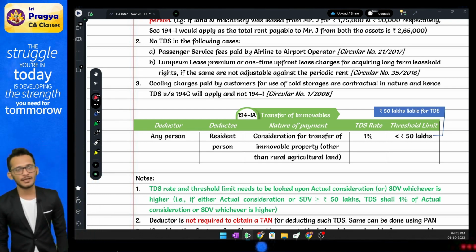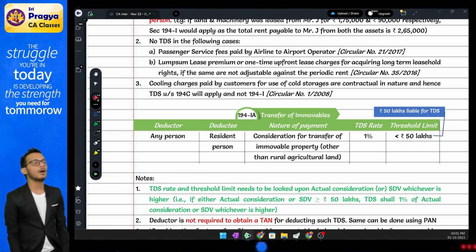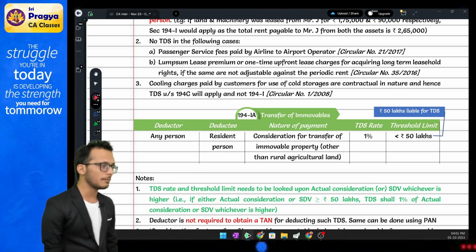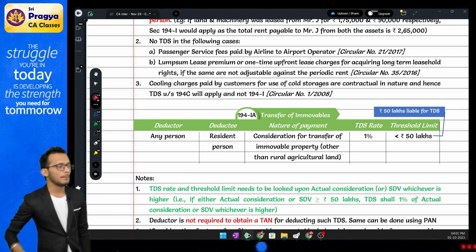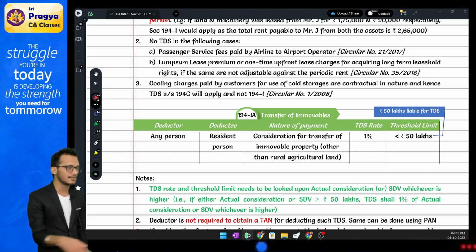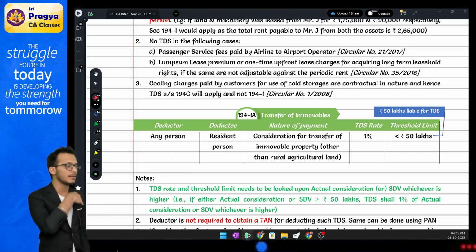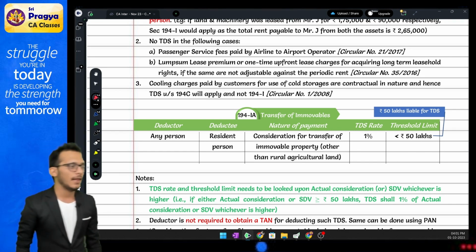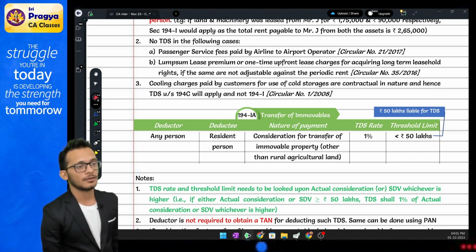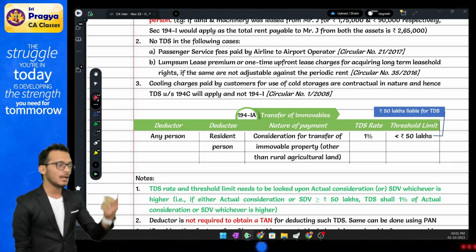Now, whenever you are deducting TDS, it includes all components of transfer. If you have made the payment for parking charges, water charges, electricity charges, maintenance charges, gym charges, membership charges, include everything and then deduct TDS. Yes or no? Yes. So 194I done, 194IA done, 194IB done.